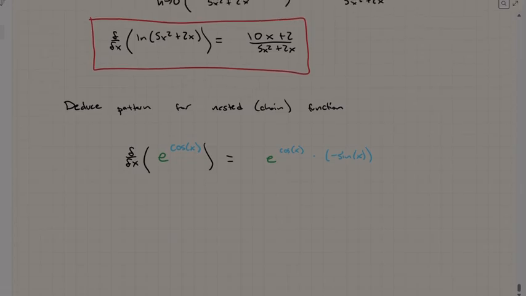And the other one that we just did says that if we have the derivative of ln of 5x squared plus 2x, well, then that would give us 1 over 5x squared plus 2x times 10x plus 2.